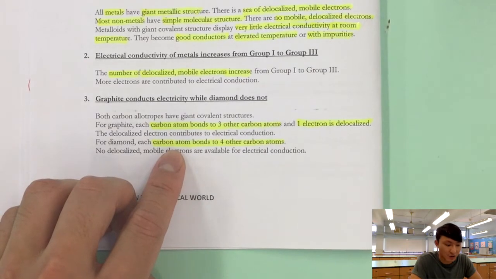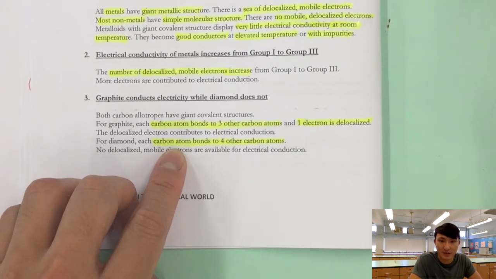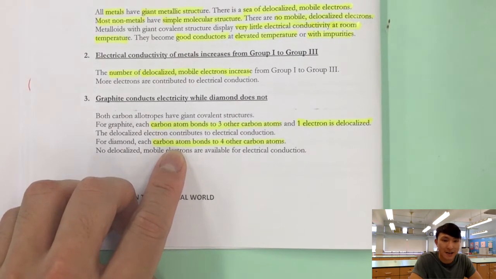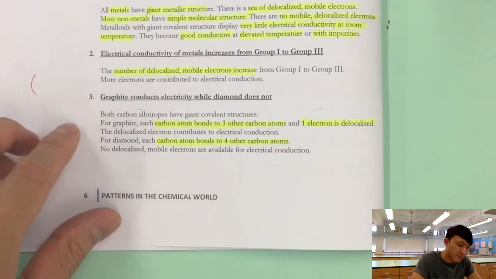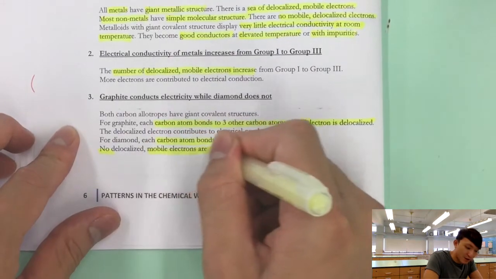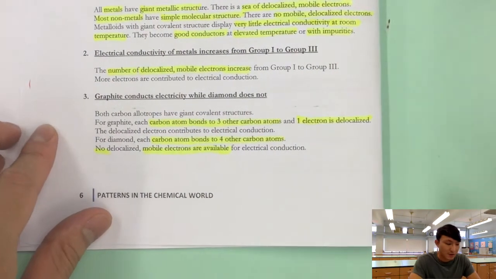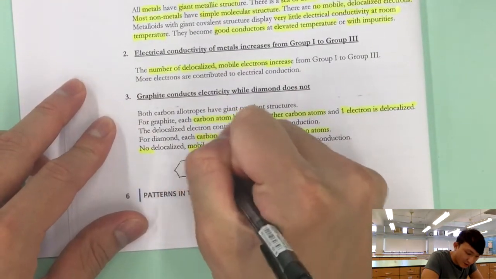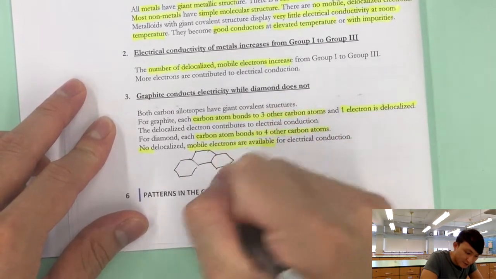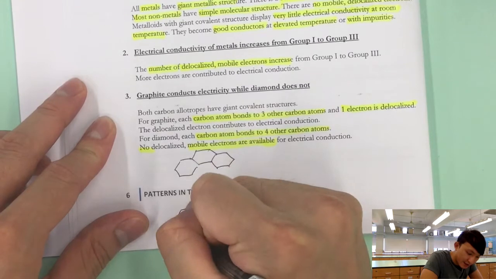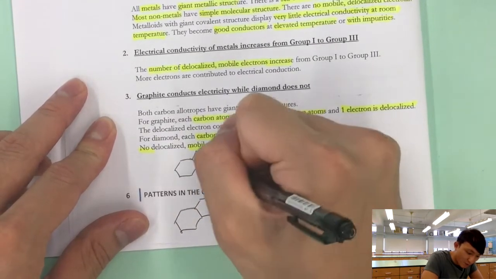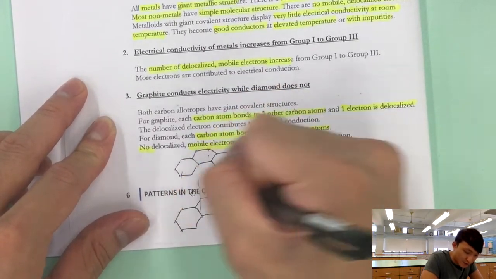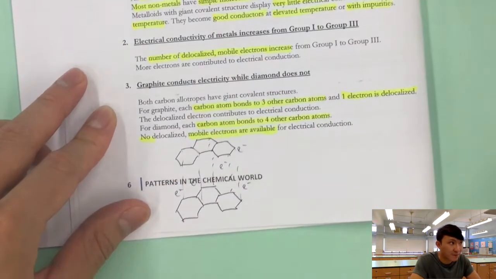All the valence electrons of carbon atoms are fixed in the C-C single bonds, so there are no electrons available to be delocalized. So you see, no mobile electrons are available. Remember the structure, right? Graphite is like this. They form hexagonal sheets of carbon atoms, and in between the sheets, they are held by weak van der Waals forces. And we also have delocalized electrons. This is for graphite.